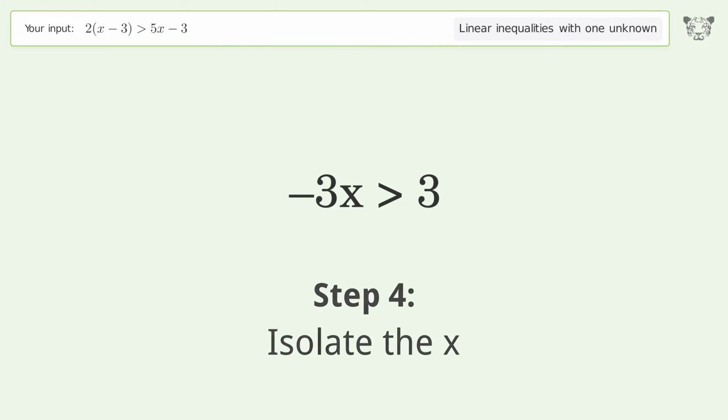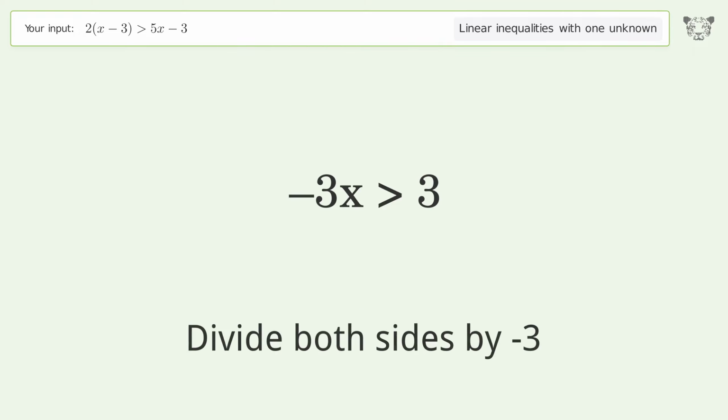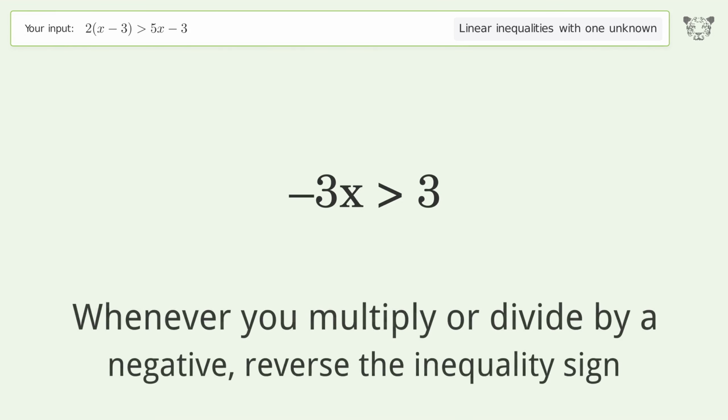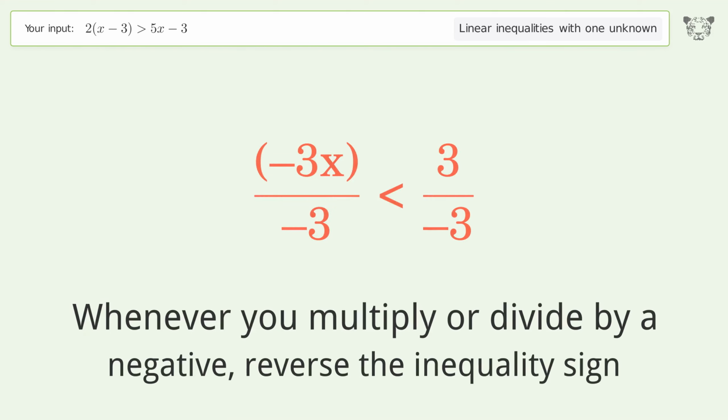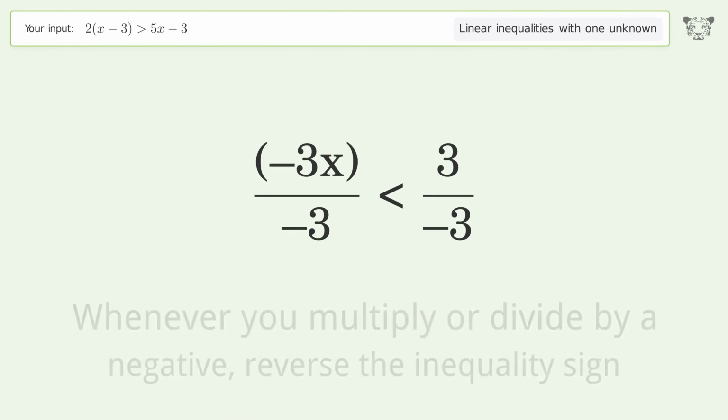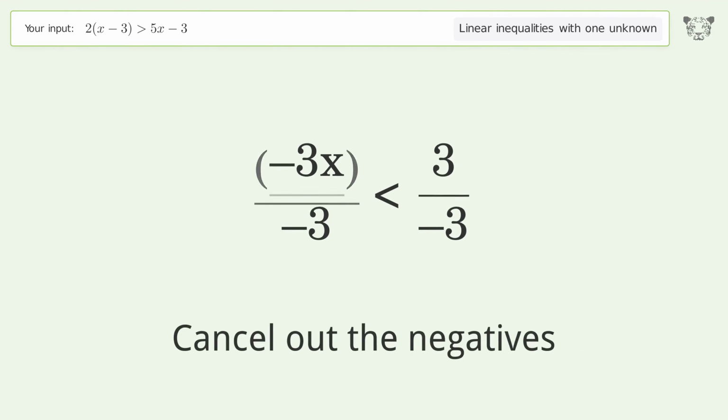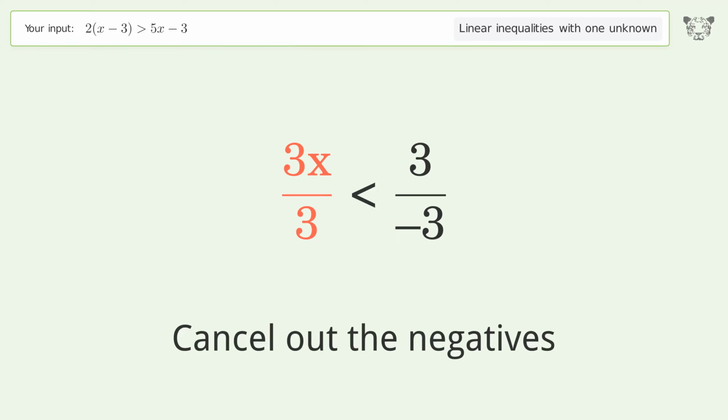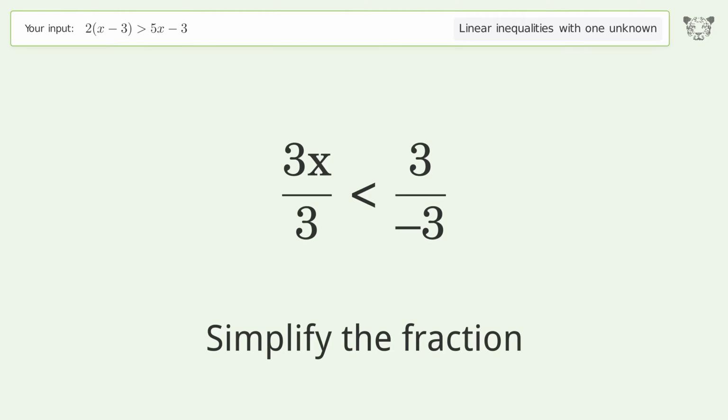Isolate the x. Divide both sides by -3. Whenever you multiply or divide by a negative, reverse the inequality sign. Cancel out the negatives. Simplify the fraction.